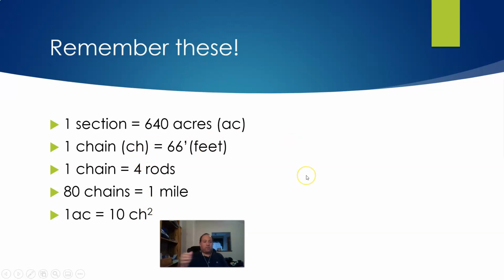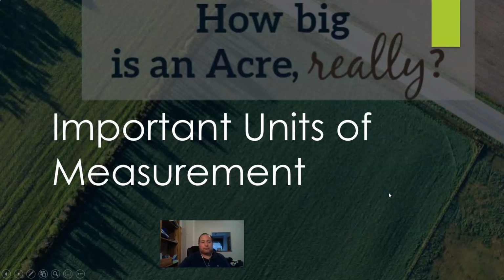So important ones to remember: 1 section, 640 acres, which is 1 mile squared. 1 chain, 66 feet. A chain equals 4 rods. You can remember that, though it's not as important as the other ones. 80 chains equals 1 mile. 1 acre equals 10 square chains. And that's the general gist of the PLSS system.